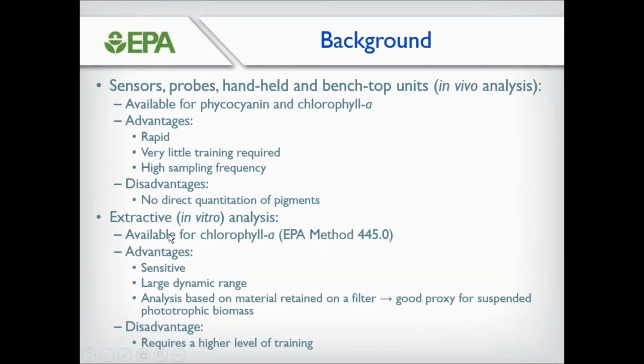Now the in vitro analysis, the extractive analysis, is available for chlorophyll A, and that's EPA method 445.0. And the advantages are that the method is extremely sensitive, has a very large dynamic range, and the analysis is based on material retained on a filter. And so it ends up being a really good proxy for suspended phototrophic biomass. And it's something that's going to be very useful to diagnosing what's going on, how well your treatment facility is performing. The disadvantage of this method is that it does require a higher level of training.